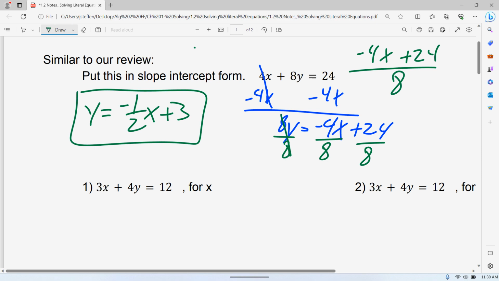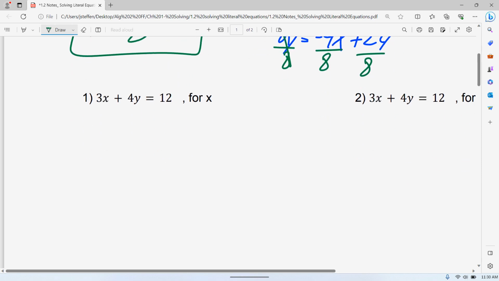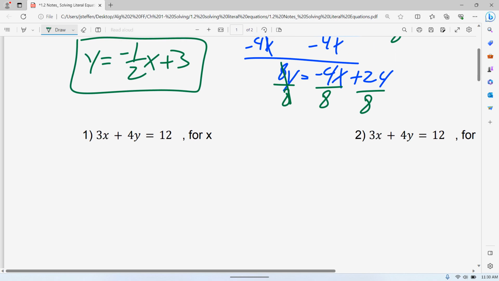We've already done that. Now, moving on to number 1 and 2, notice how number 1 and 2 are the exact same equation, just one of them is solving for x, one of them is solving for y. That's the only difference. For number 1, we're not getting the y by itself this time. We're getting the x by itself, so I need to get rid of that y, just like we did before.